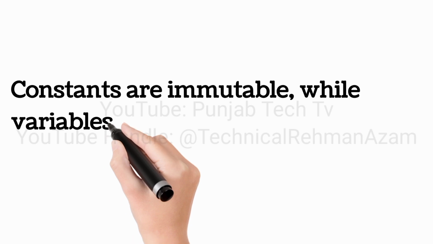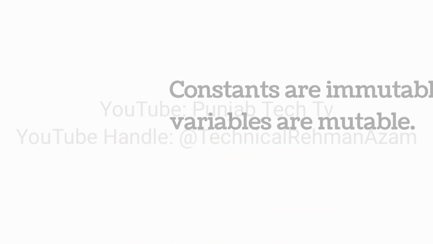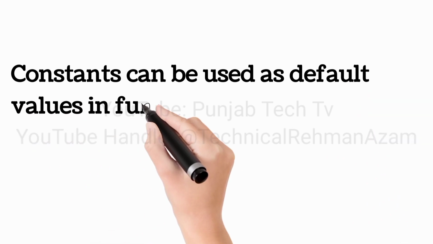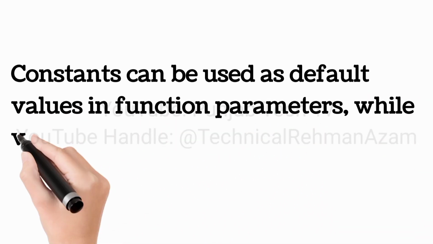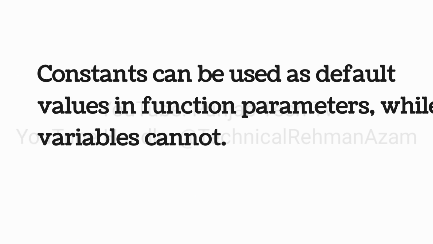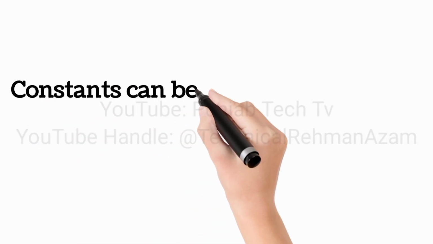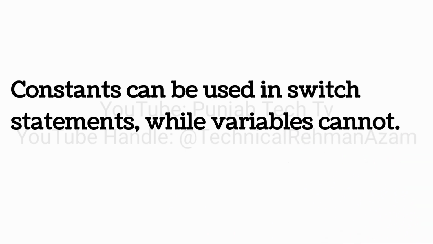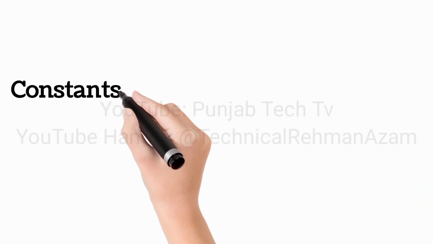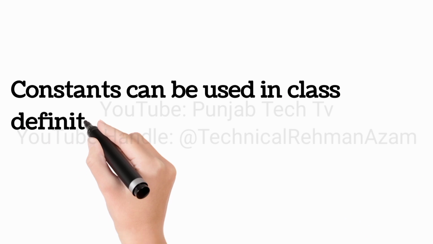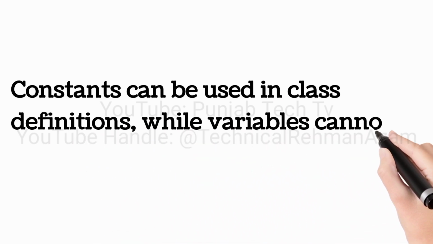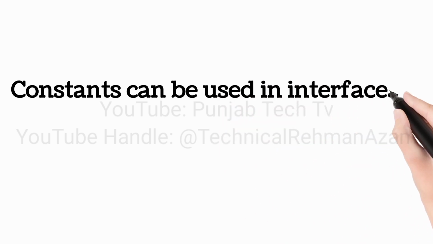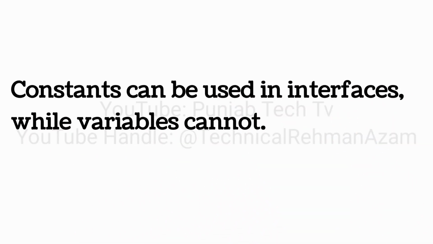Constants are immutable while variables are mutable. Constants can be used as default values in function parameters while variables cannot. Constants can be used in switch statements while variables cannot. Constants can be used in class definitions while variables cannot. Constants can be used in interfaces while variables cannot.